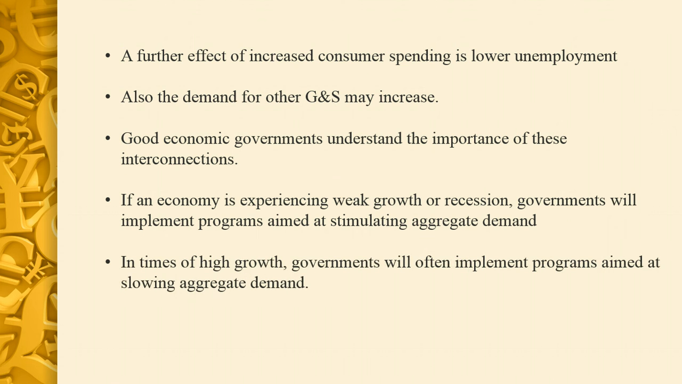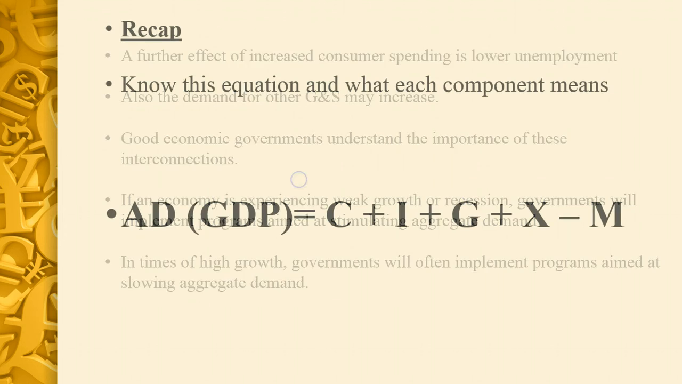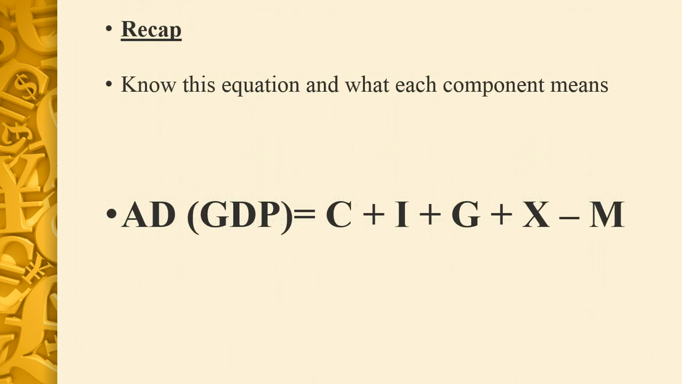In times of high growth, governments will implement programs aimed at slowing aggregate demand, and that could be slowing their spending, increasing taxes, or with the help of the RBA, increasing interest rates. Right, so just a simple recap. Know this equation and what each component is. AD, or GDP, equals consumption spending, investment spending, government spending, export spending, and again taking off imports because those goods are produced overseas. Okie dokie. Next one we'll move on to aggregate supply.